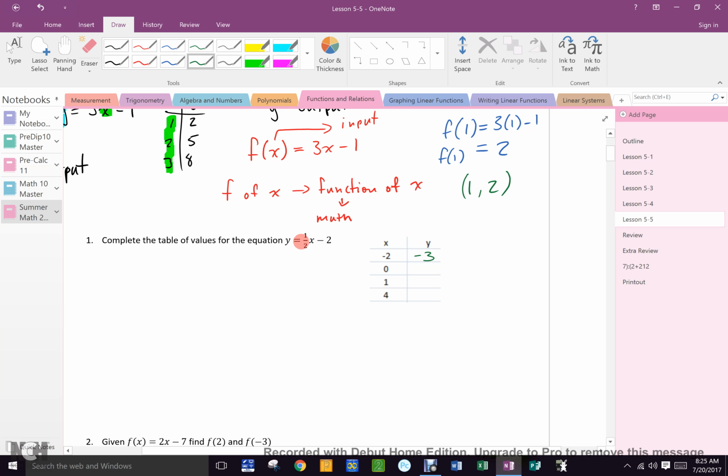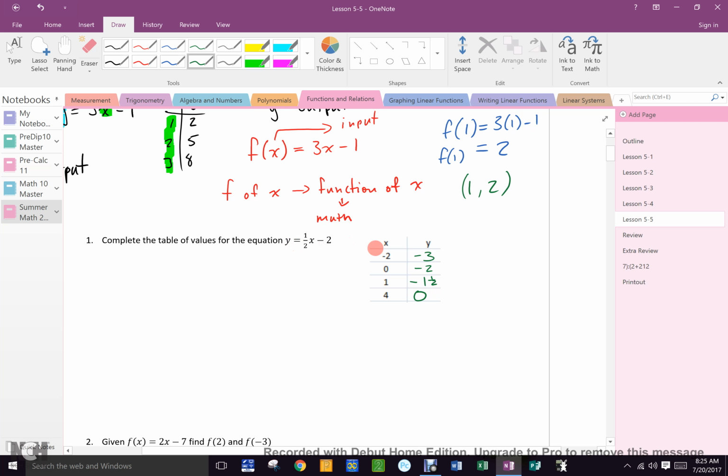What is my input? What is half of 0? All right. What is 0 minus 2? All right. Now we're on a bit of a roll. What is half of 1? 1/2. Let's stay with fractions. What is 1/2 minus 2? Negative 1.5. And what is half of 4? 2. What is 2 minus 2? 0. Excellent. So everybody is good.